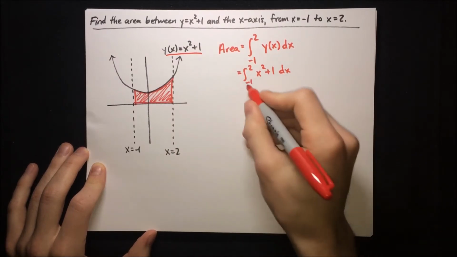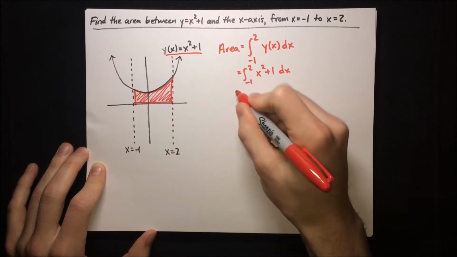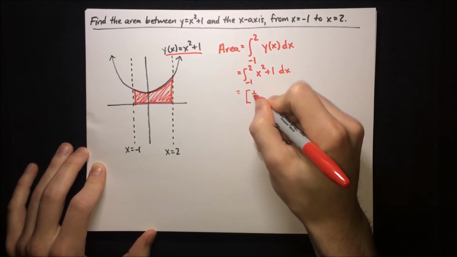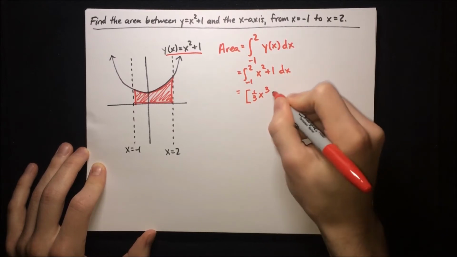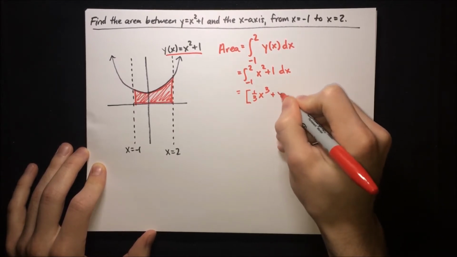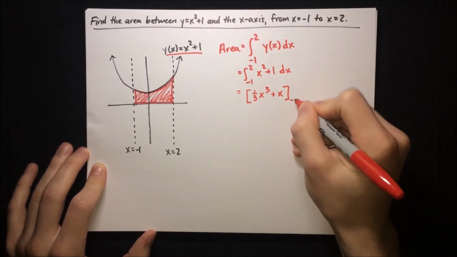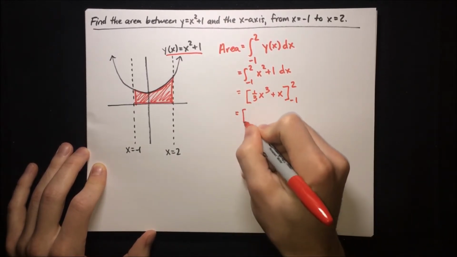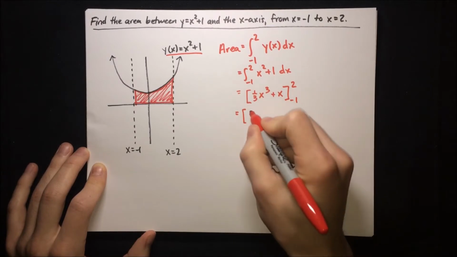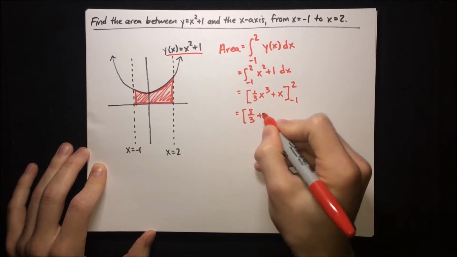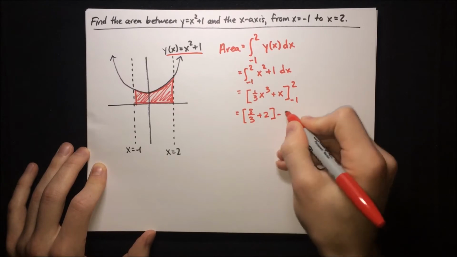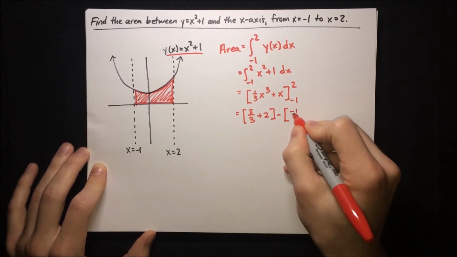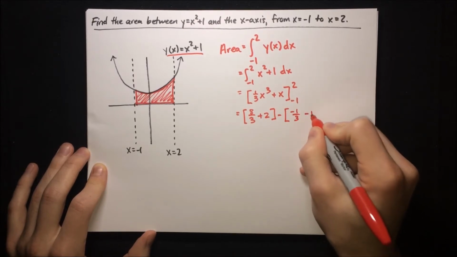And then we can go ahead and evaluate the integral. So that's just integral of x squared is 1/3 x cubed, and then integral of 1 is x. And we're taking that at the bounds -1 and 2. So at 2 we've got 2 cubed is 8, so we've got 8/3 plus 2 minus -1 cubed is -1, so -1/3 minus 1.